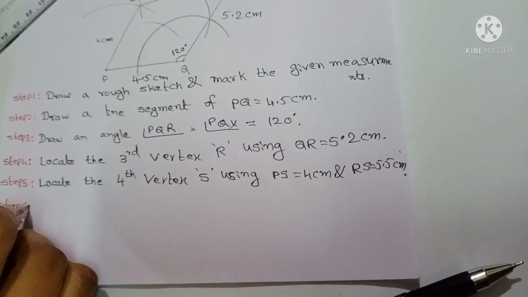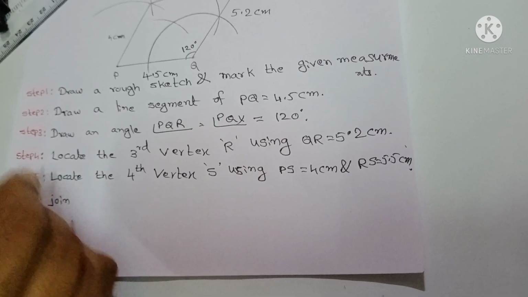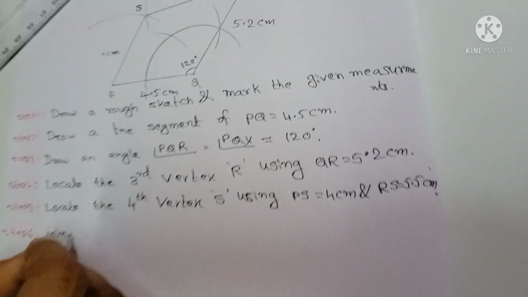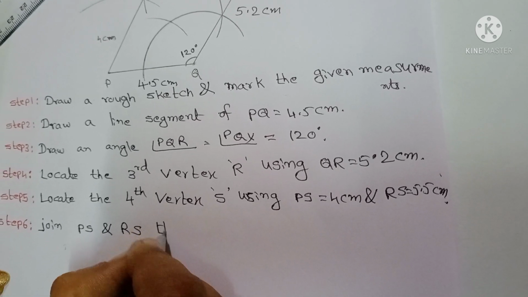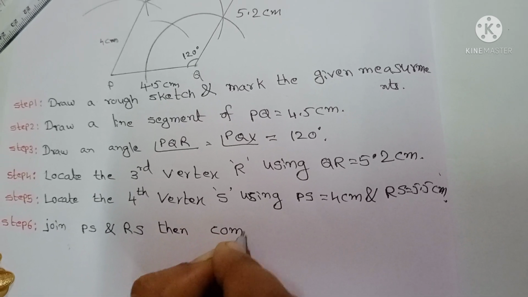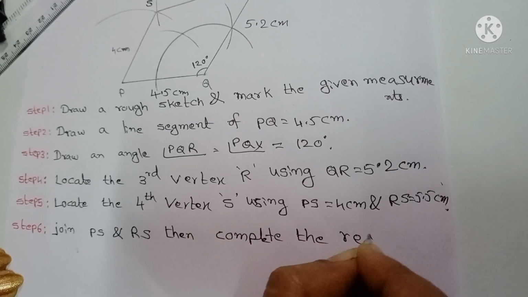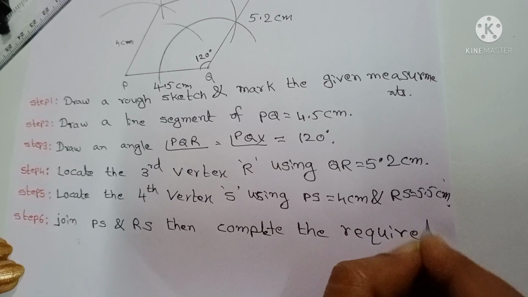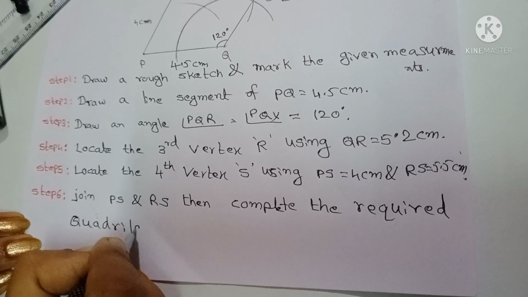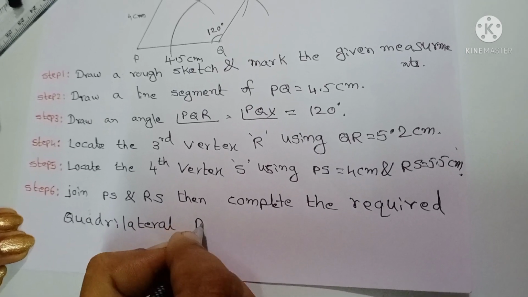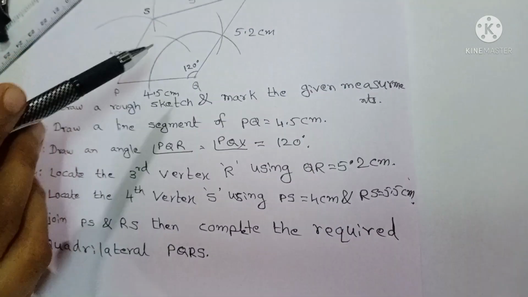Last step, sixth step. Join PS and RS. Then complete the required quadrilateral PQRS. Write down and draw carefully.